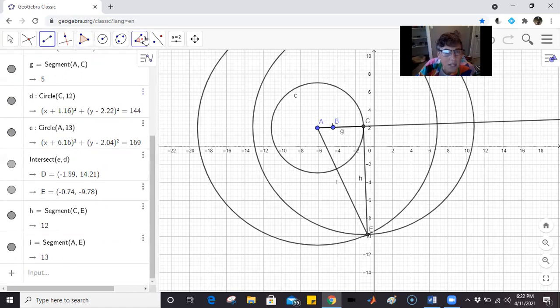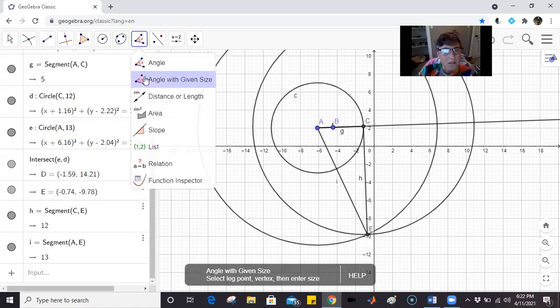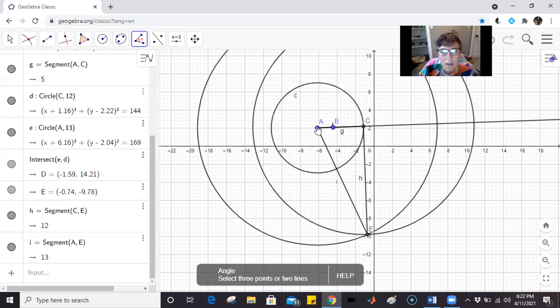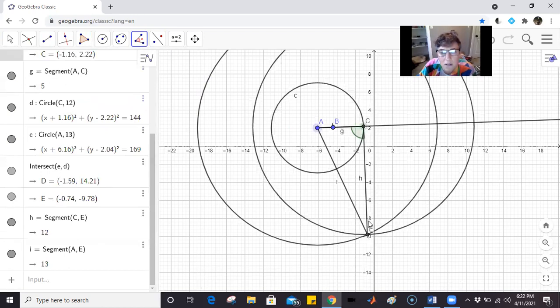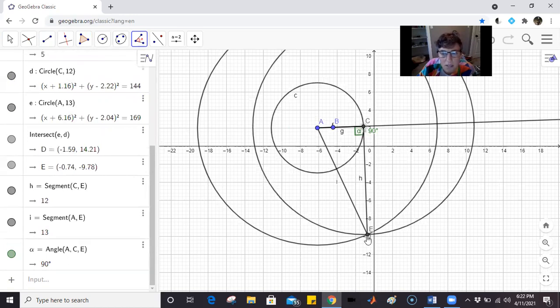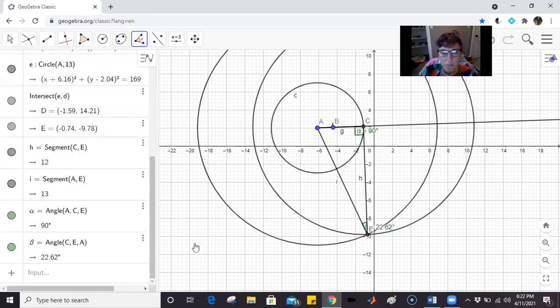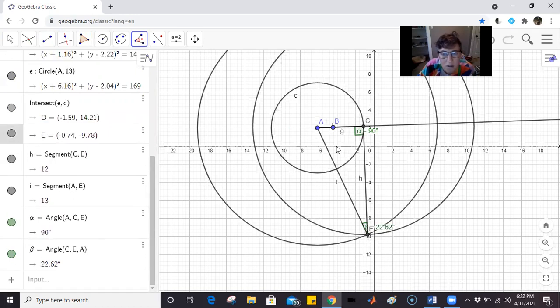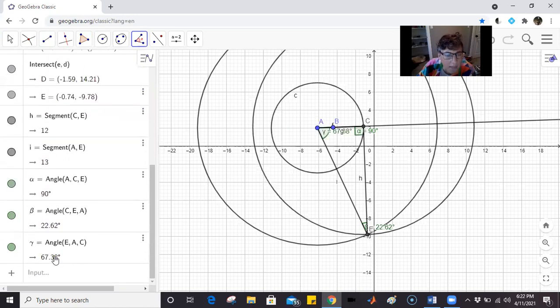And let's measure the angles. I can do that by clicking on the points. Well, that angle is 90 degrees. How about this angle E here? That angle is 22.62 degrees. And that angle is 67.38 degrees.